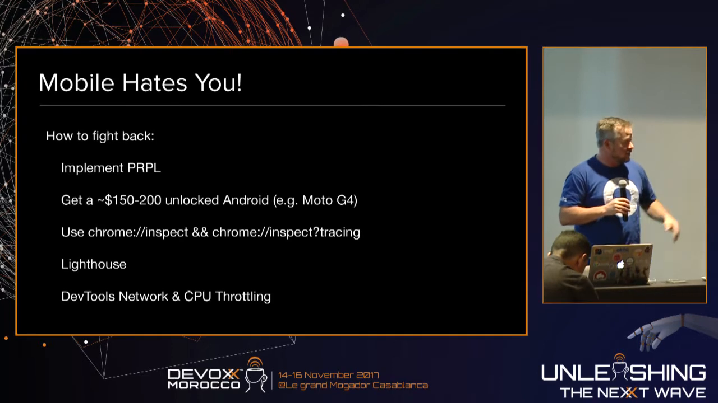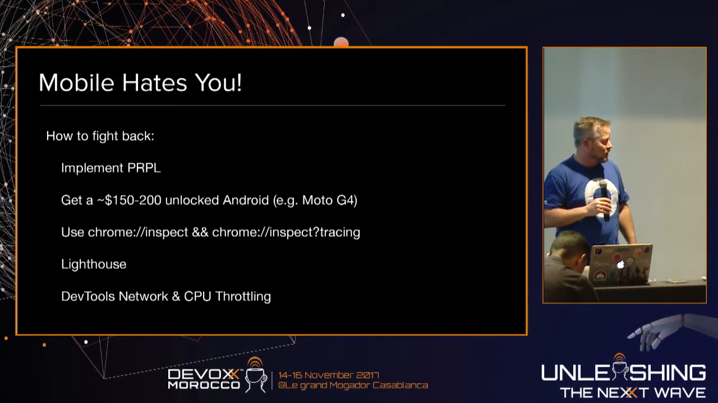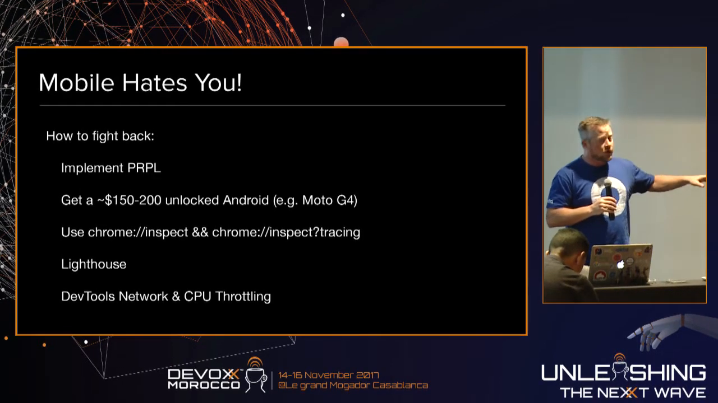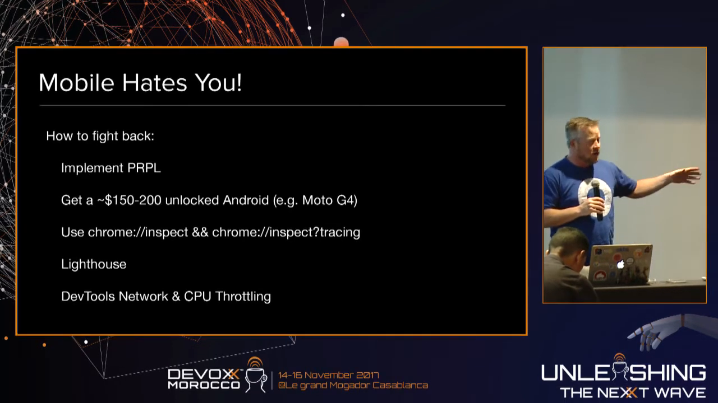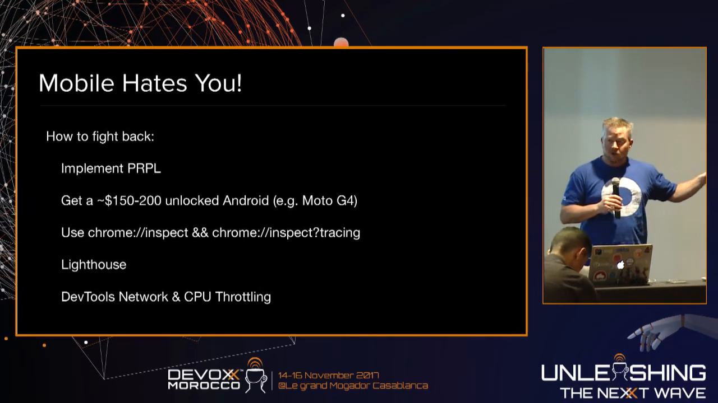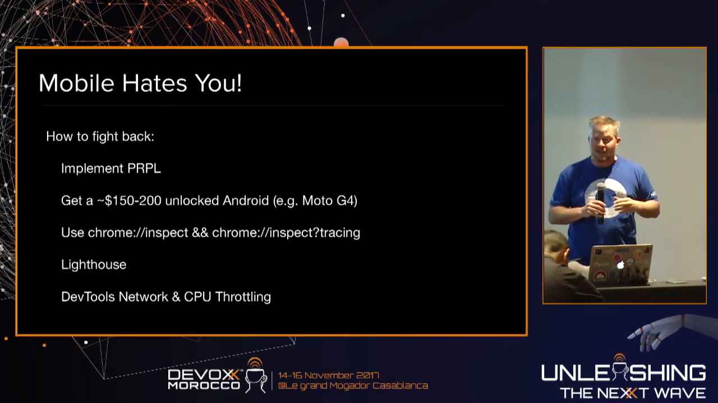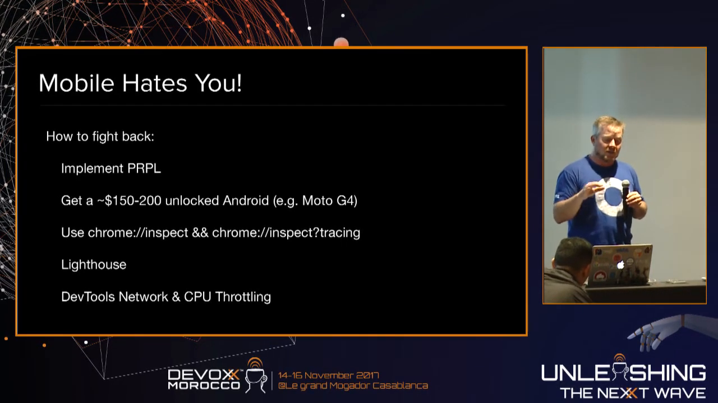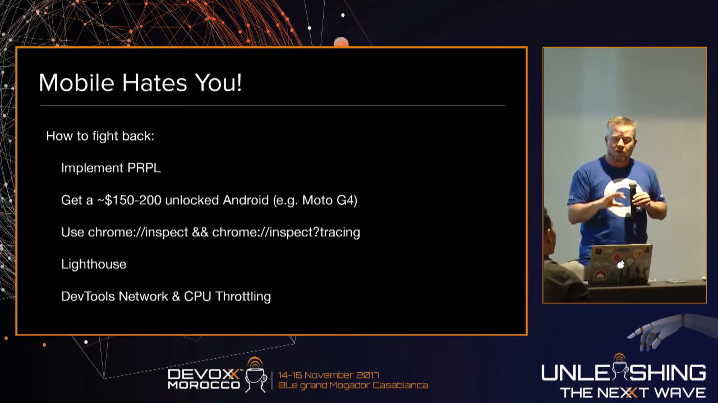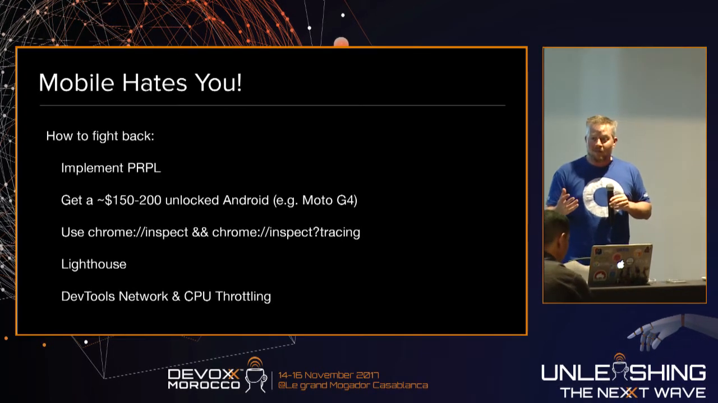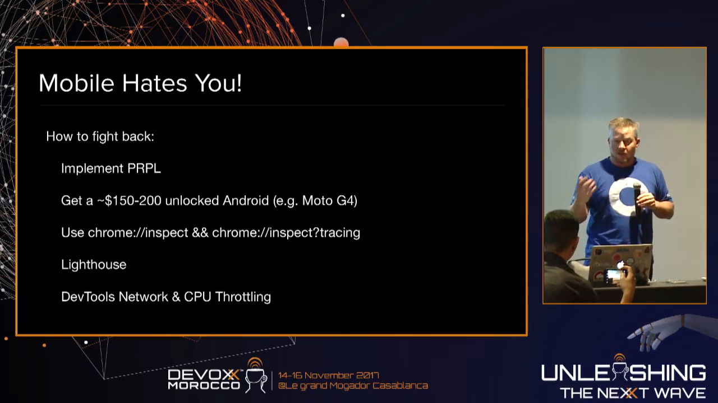Get an unlocked Android device, a cheap one, that's on 3G. Or use tools built into Chrome that can throttle your CPU and your network speed. And Lighthouse is a great way to actually test that. What I've learned from Lighthouse is it's a plugin for seeing how good your app is as a mobile app. It actually throttles your CPU and your network for you. That's why it tests it.